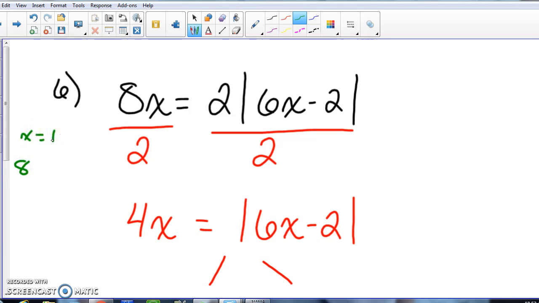So I'm checking the version where I got 1. Okay, 8 times 1 gives me 8, and then I add 2 times the absolute value. 6 times 1 is 6, minus 2 is 4. Absolute value of 4 is 4. So 2 times 4 gives me 8. This checks out.